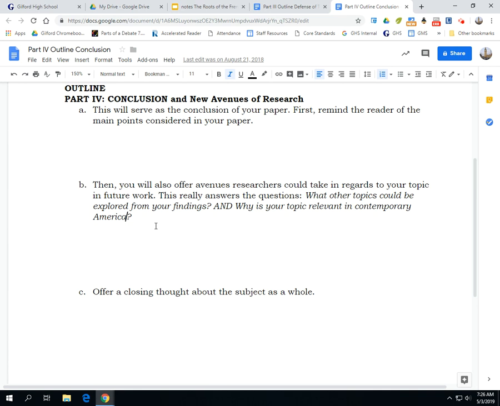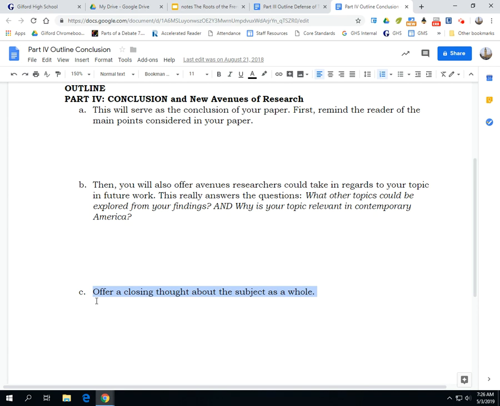It should be at most a paragraph, but the goal is that you're trying to show why your topic is relevant. And then finally, at the end, you should offer a closing thought about the subject as a whole. I caution you to be very careful with this. Almost think of your paper as a circle. Come back to the introduction.